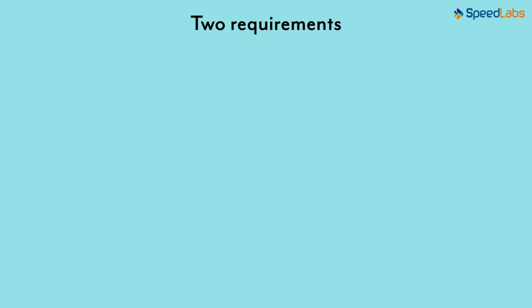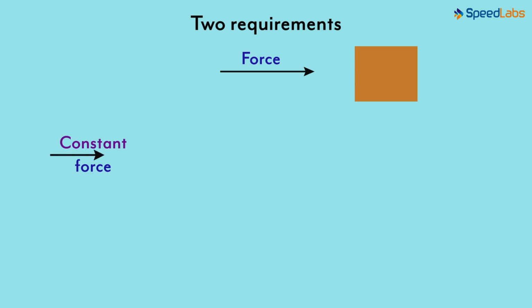There are two requirements that should be met for work to be done. 1. Force needs to be applied on the object. 2. The object needs to be displaced. Now let's say a constant force is applied on an object and the object is displaced through a distance s in the direction of the force.